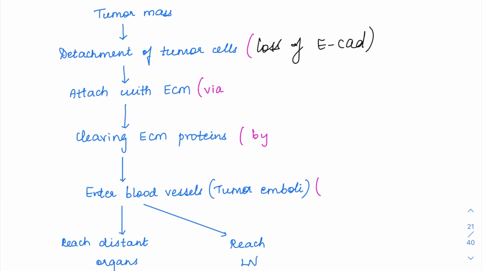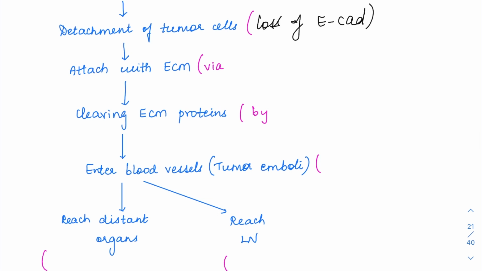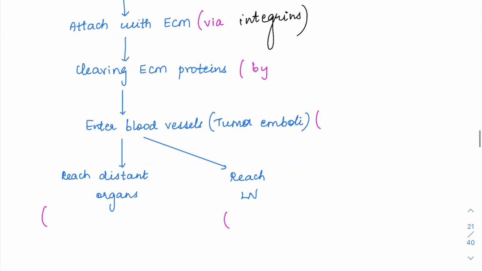of E-cadherin. Okay. So once the tumor cells are detached, they are going to attach to the extracellular matrix. Surrounding the tumor, you are going to have extracellular matrix. So these tumor cells are going to attach to the extracellular matrix with the help of integrins. Once it attaches to the ECM, what happens? It has to cleave these ECM proteins. That is when it can travel through the ECM to a distant site, right?